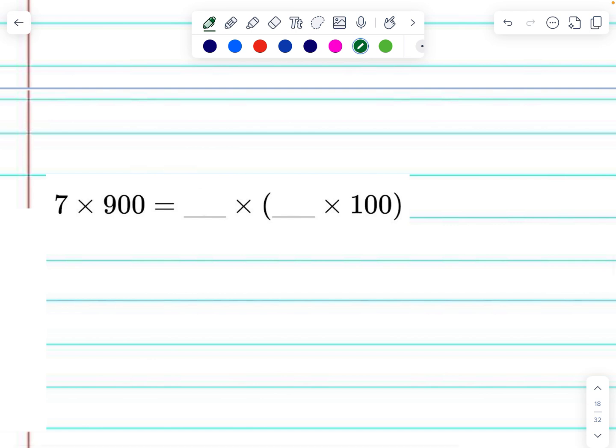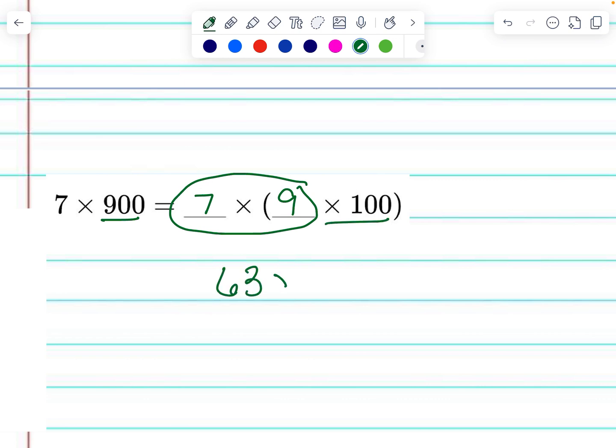Try it again. 7 times 900. 7 times 900 is the same thing as 7 times 9 times 100. We're going to do this multiplication first. 7 times 9 is 63 times 100. 6,300.